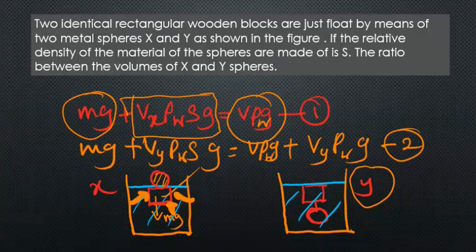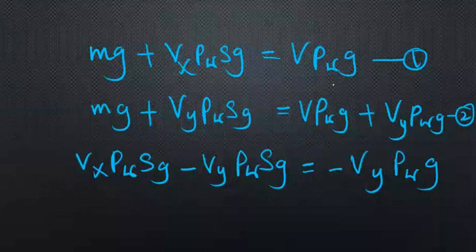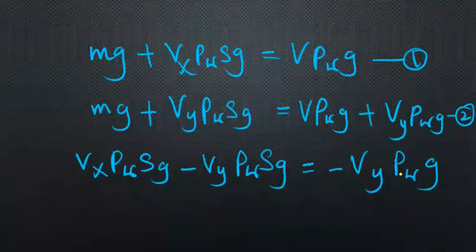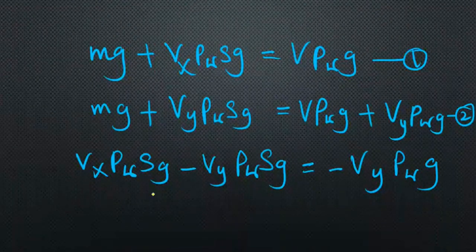So they're asking us to find Vx over Vy. Once we have written these two equations, we have to subtract them. So these are our first equation and second equation. Let's subtract the first from the second. Then mg cancels off, and V rho W g cancels off. So we get Vx rho W, and let's write Vx rho W s g.